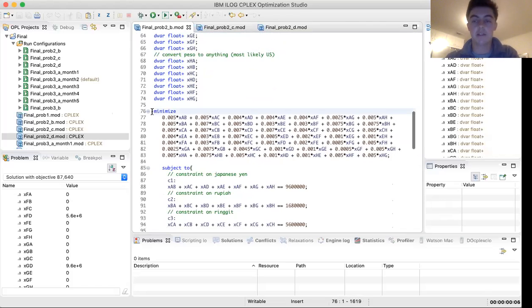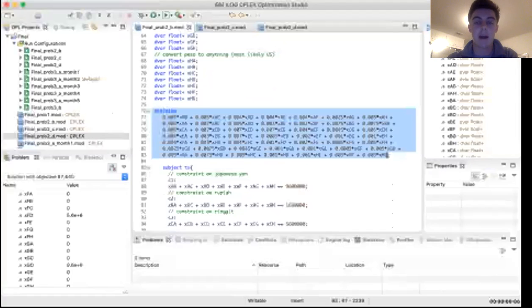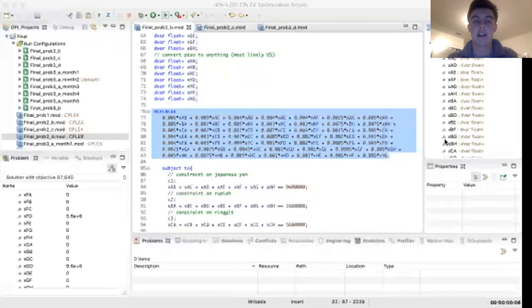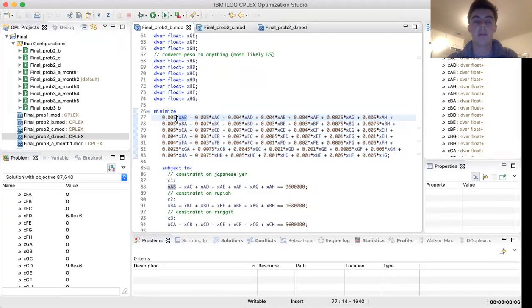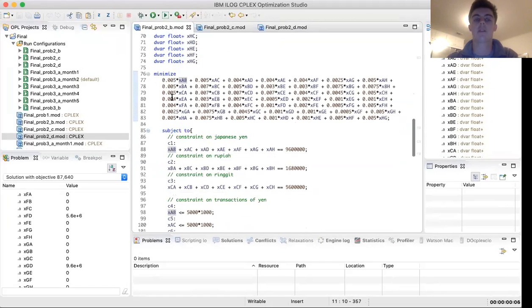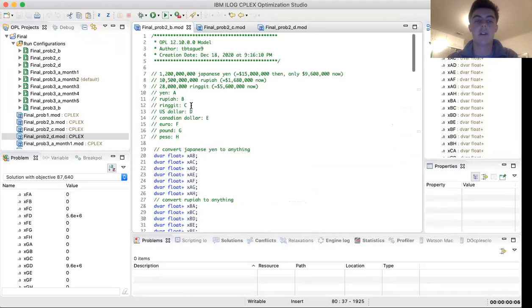Moving on in this minimization function, we basically use every single decision variable defined above multiplied by the transaction cost to convert between said currencies. So, for example, there is a 0.5% transaction fee to convert from yen to B, which is rupiah. To convert from yen to rupiah, there's a 0.5% transaction cost, so 0.005 in decimal form. And as you can see throughout this whole minimization statement, you can pick any one and double check. So for example, E to C, this would be converting from, let's check, Canadian dollar to ringgit.